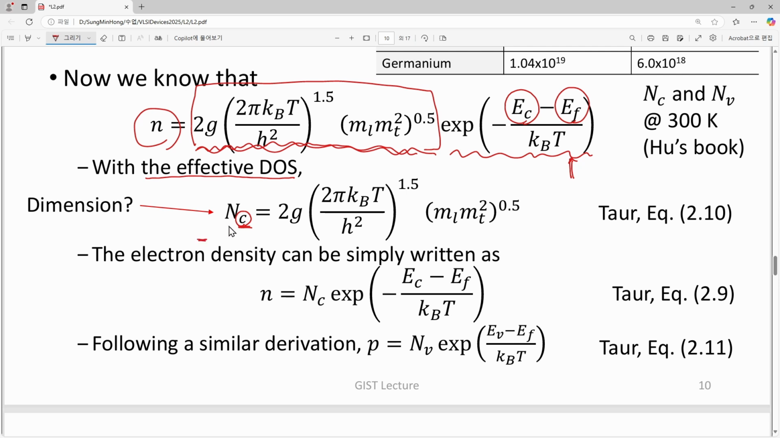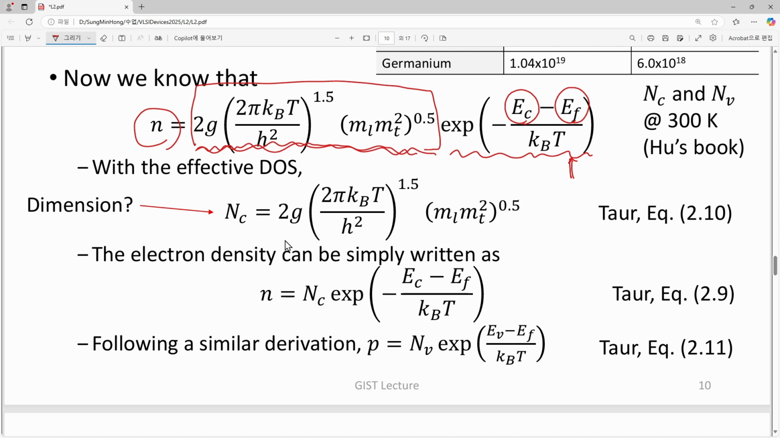And please don't be confused with the dimensionality. Usually when you say the density of states, this one is per eV and volume. However, NC itself or NV itself has just per cubic centimeter units. Energy dependency is just integrated out, so we have just volume density as an effective density of states. Although the name is density of states, energy dependency does not exist.